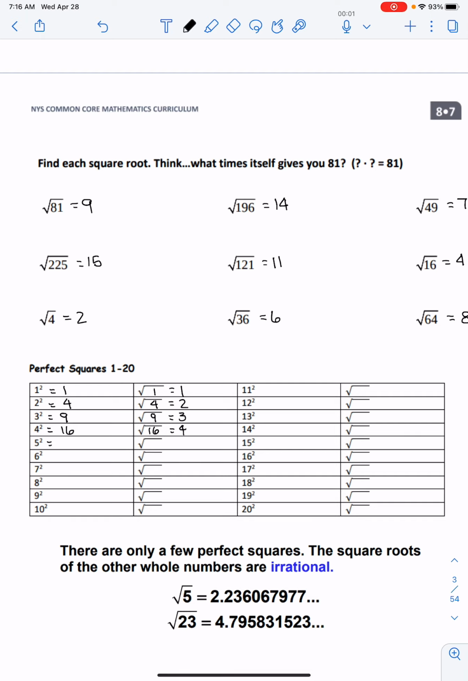5 squared is 25. Therefore, the square root of 25 is 5. 6 squared is 36. Therefore, the square root of 36 is 6. 7 squared is 49. The square root of 49 is 7. 8 squared is 64. The square root of 64 is 8.